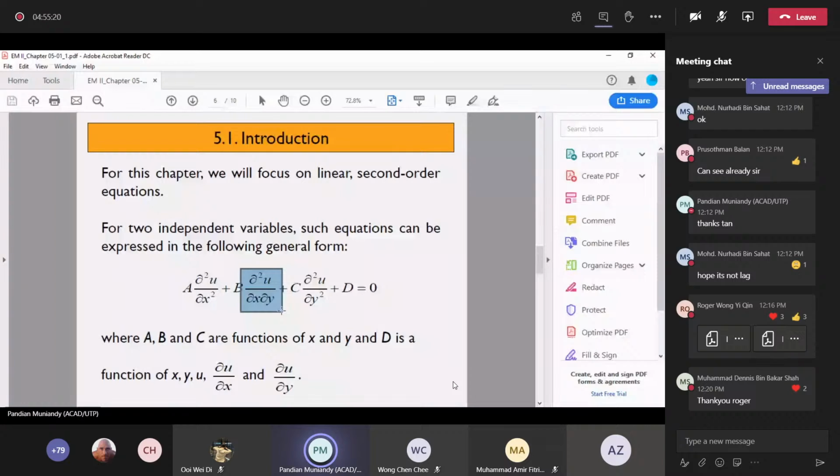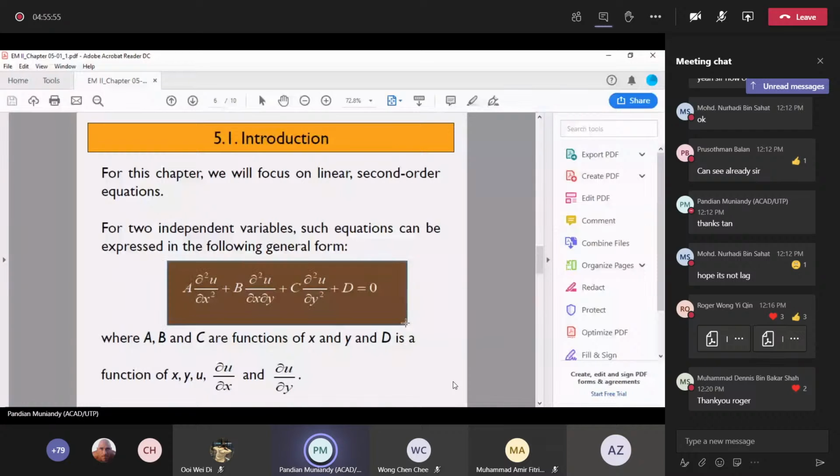This is called the general form, so you must know this general form. It includes 1, 2, 3, 4 terms on the left hand side, and the right hand side is 0. Anything on the right hand side, you have to put back on the left hand side. Or sometimes they want to bring some terms, for example del u del x, del u del y, from left to right. It is up to you. But when they write the general form, this is the simplest way of writing. This is a very nice form, that's why we call it nice. The right hand side is 0.